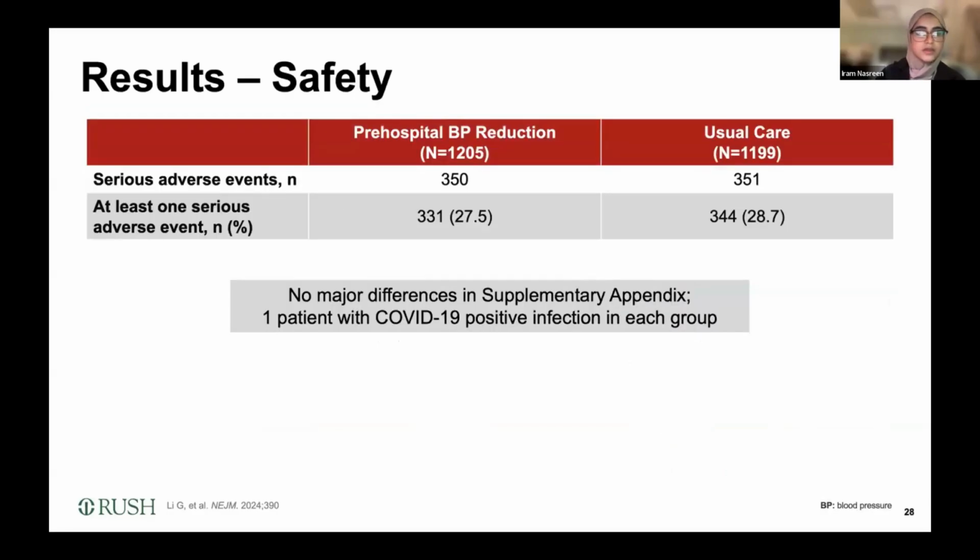And then looking at the safety results, there weren't any major differences between the groups. And for at least one serious adverse event, this was 27.5% for the pre-hospital blood pressure reduction group and 28.7% in usual care. But this does include mortality as an outcome for one serious adverse event, which was around 22% for each group. And then the other serious adverse events that were seen were things like sepsis and pneumonia. And then there was one patient with COVID-19 positive infection in each of these groups.